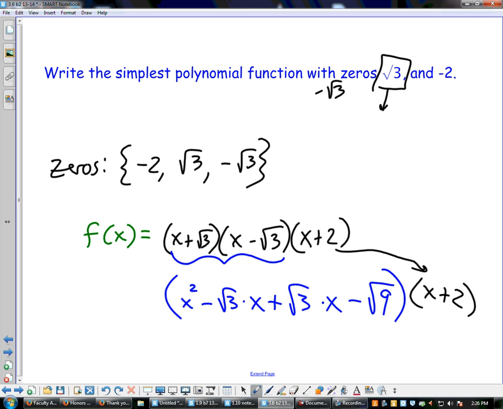Okay, and then we can see that the minus square root of 3x and plus square root of 3x are going to subtract off. Minus the square root of 9 is really minus 3, right? And so we get x squared minus 3, and you're going to multiply that by x plus 2.